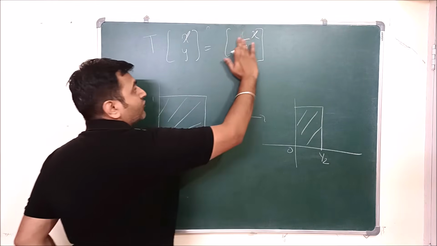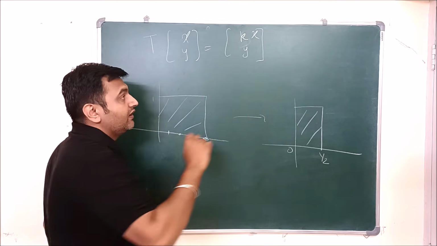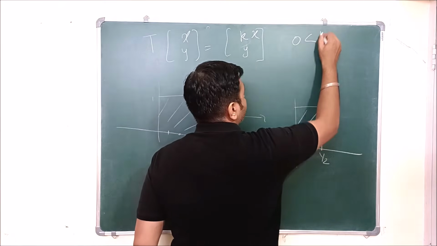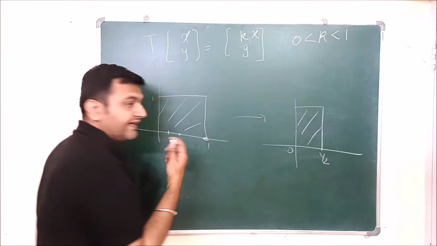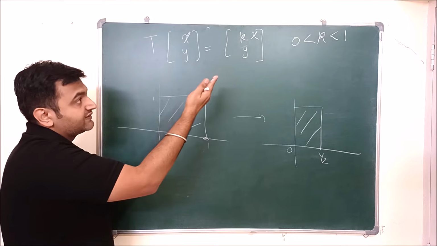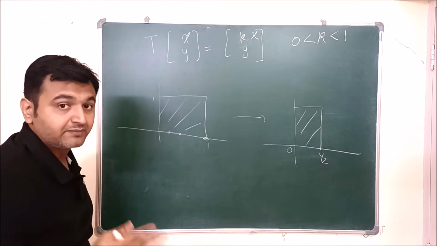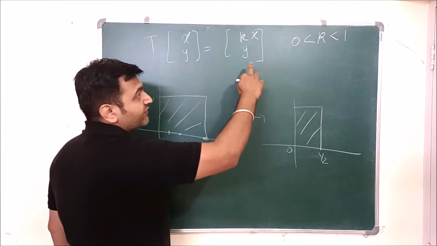In general, if I want to contract the square by some amount k, where k is between 0 to 1, because when k is 1, it is the identity map, the square will go to the exact square. When k is 0, it is 0 comma y. It's a kind of projection map. We will come to projection maps later on. So that's why I'm taking between 0 to 1.